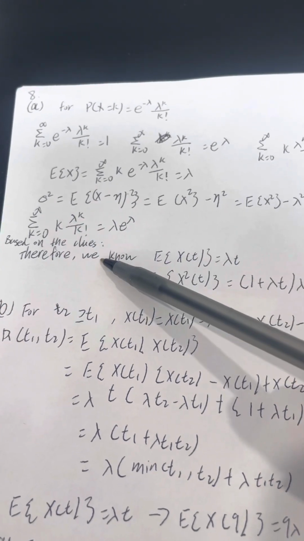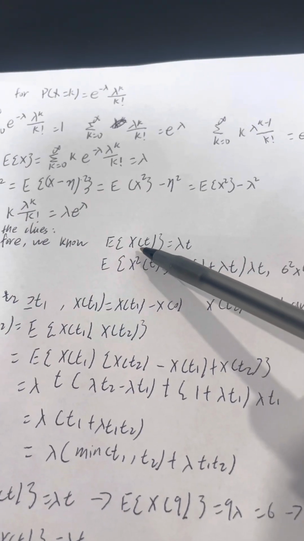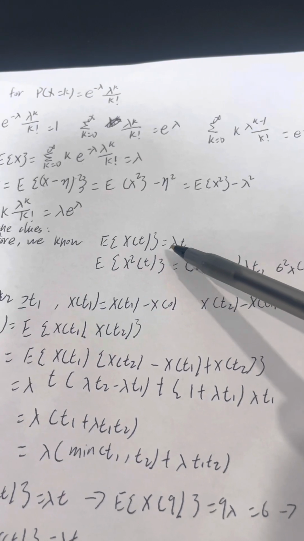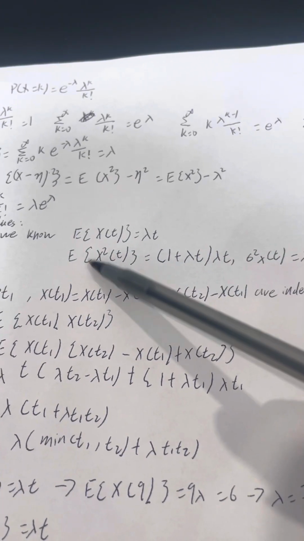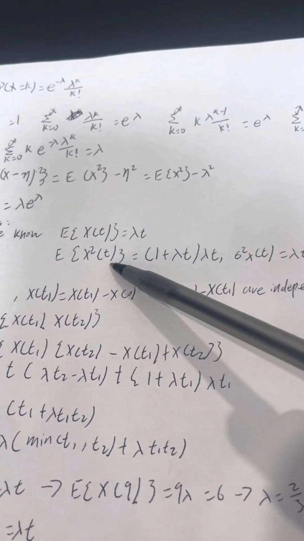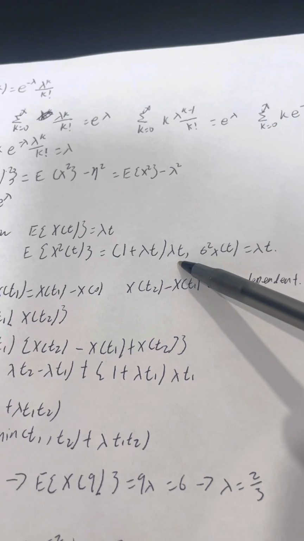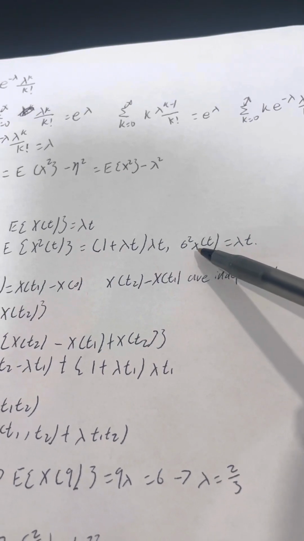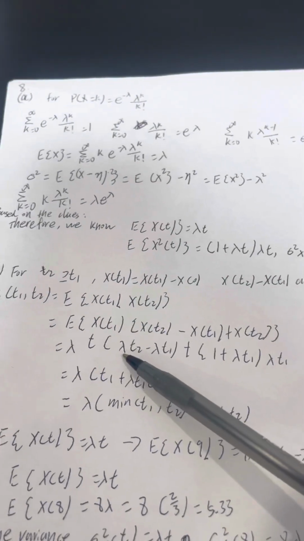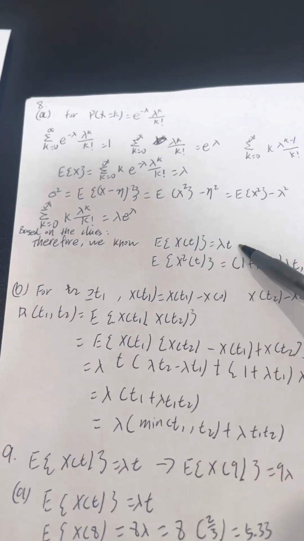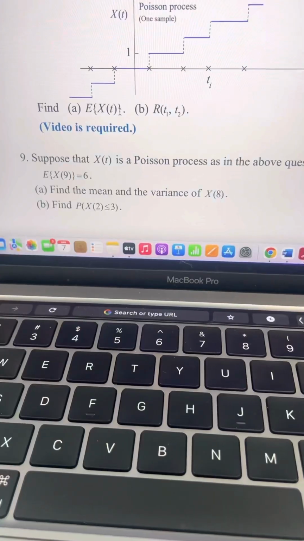So based on this, we know that E of X(t) is equal to lambda times t, which gives E of X squared(t) equal to (1 plus lambda t) times lambda t, and the variance of X(t) is equal to lambda t. So we solved part A.